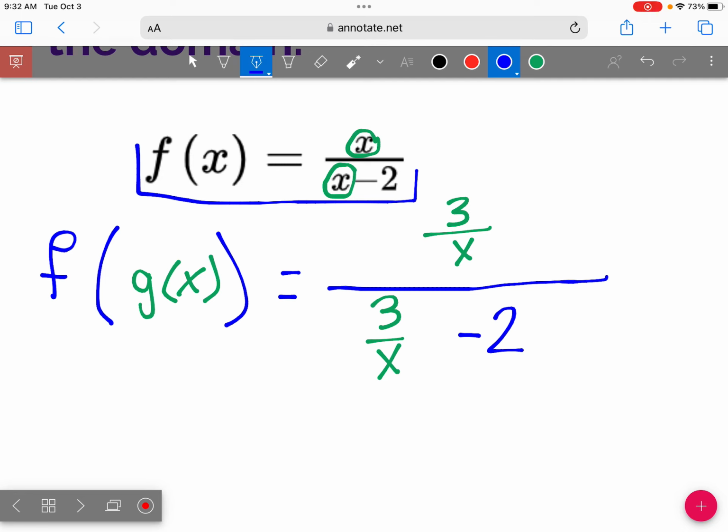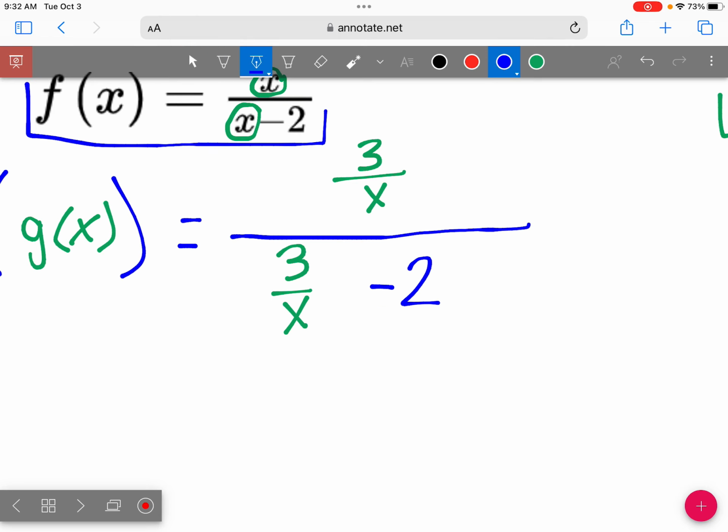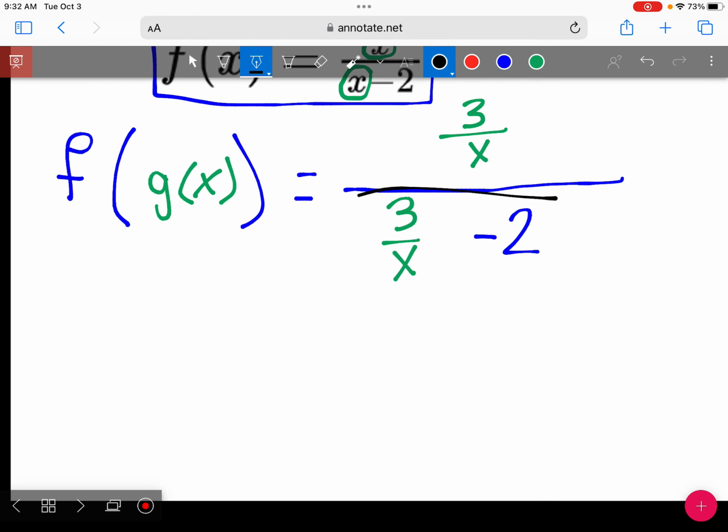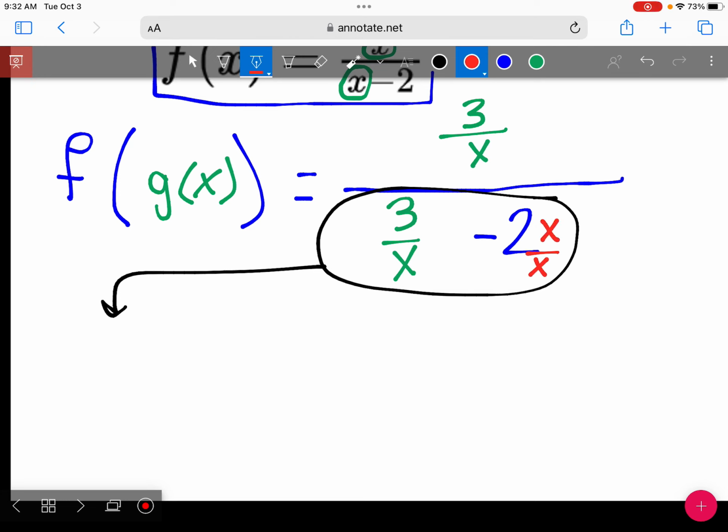So first thing I need to do is fix that denominator so it's just a single fraction. They need to have a common denominator. What can we do to fix this with a common denominator? What do I need to multiply the 2 by? x over x, to get to a common denominator of x. So our denominator is going to be 3 minus 2x over x, right?